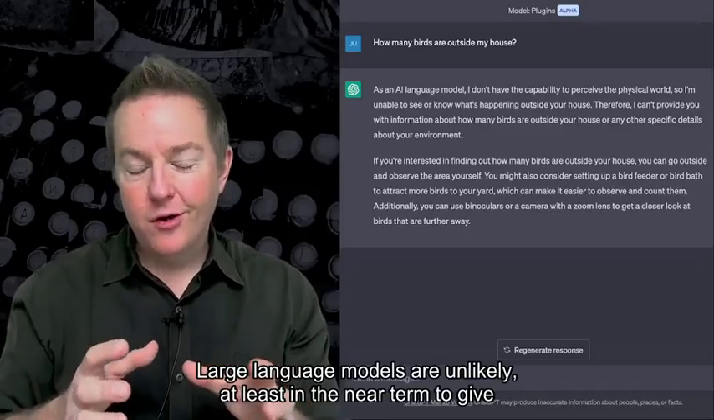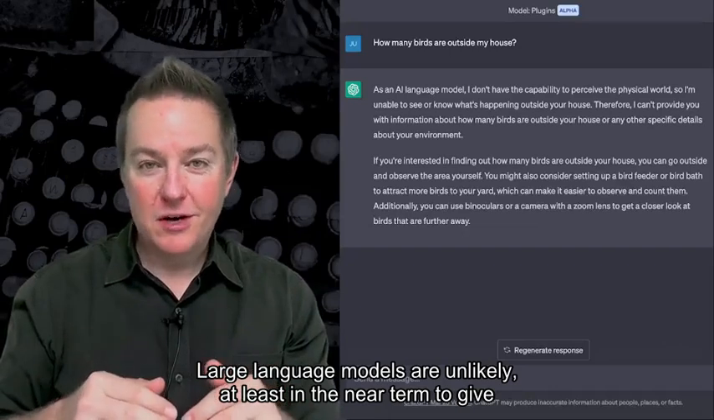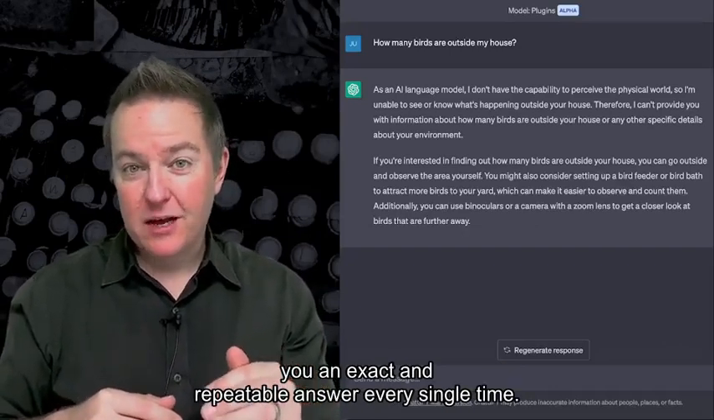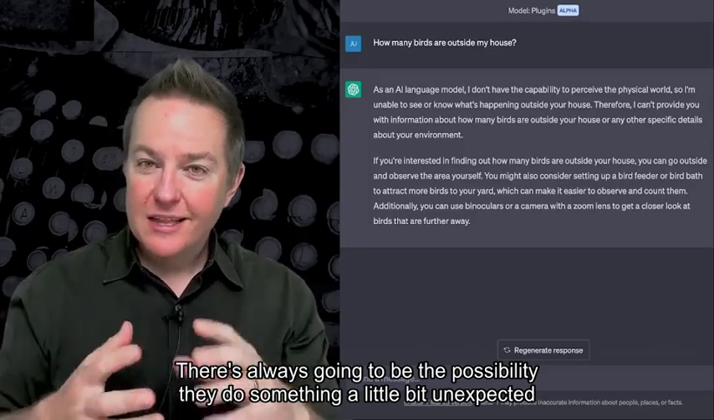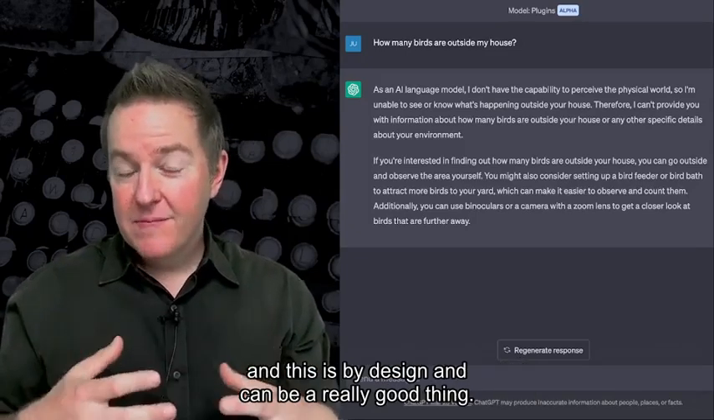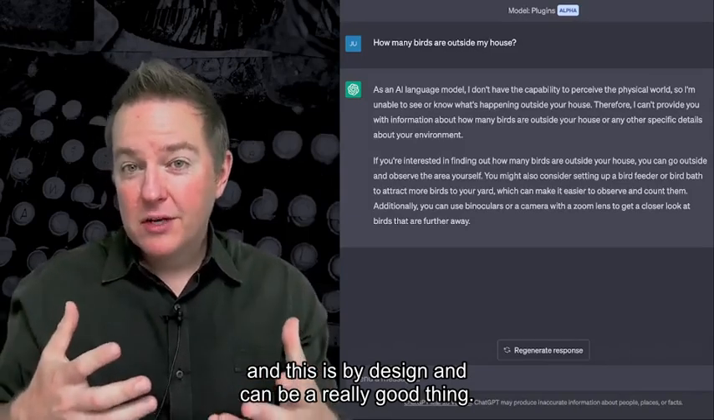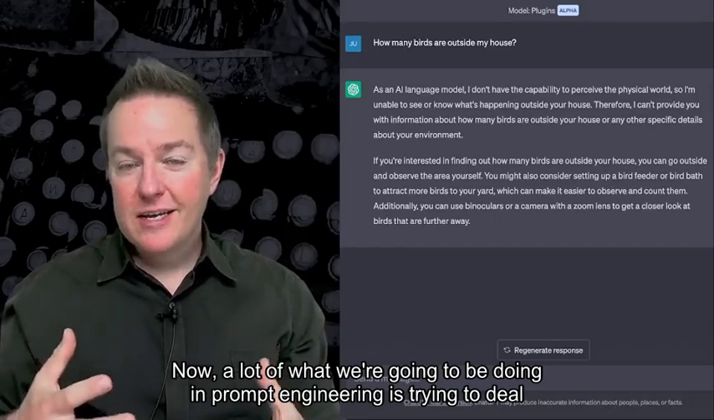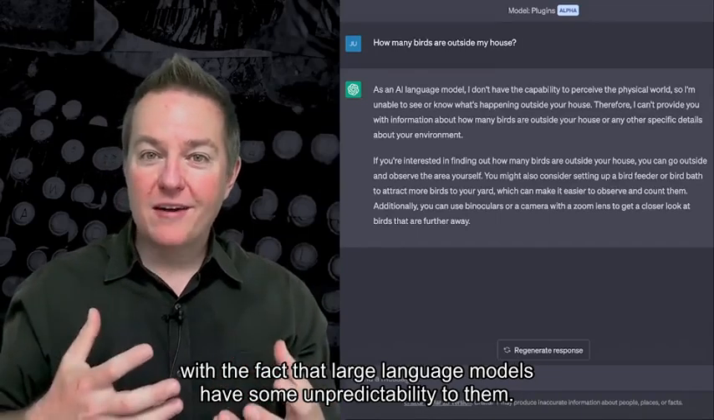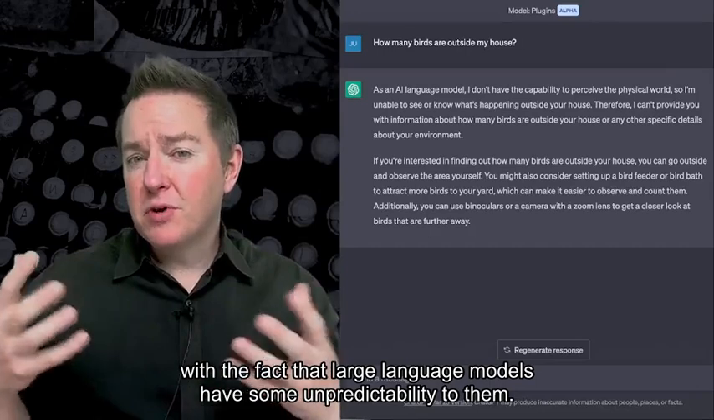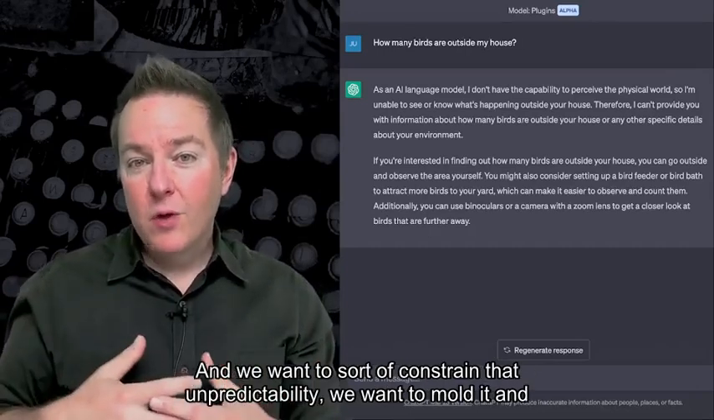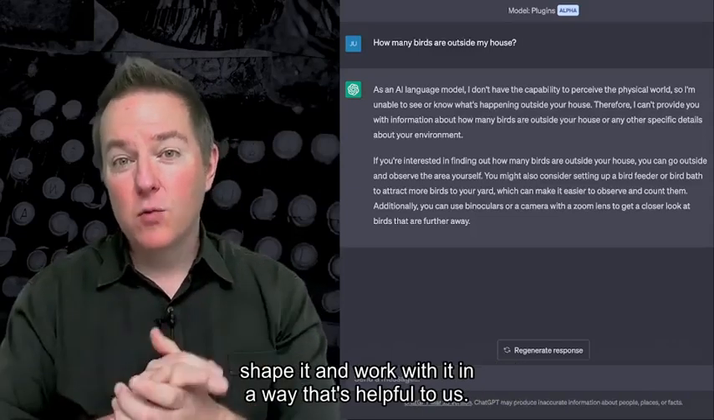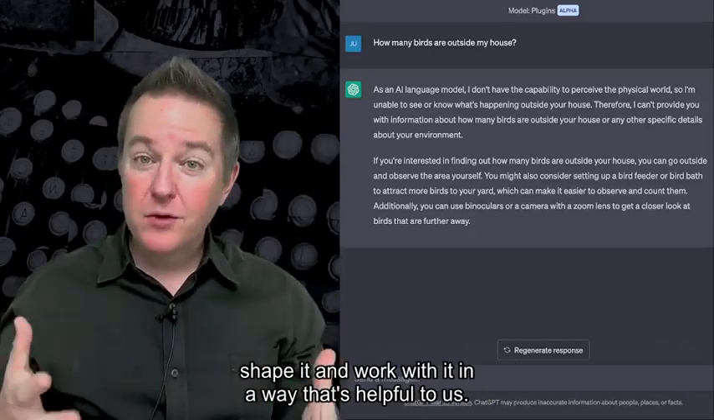Large language models are unlikely, at least in the near term, to give you an exact and repeatable answer every single time. There's always going to be the possibility that they do something a little bit unexpected. And this is by design and can be a really good thing. Now, a lot of what we're going to be doing in prompt engineering is trying to deal with the fact that large language models have some unpredictability to them. And we want to sort of constrain that unpredictability. We want to mold it and shape it and work with it in a way that's helpful to us.